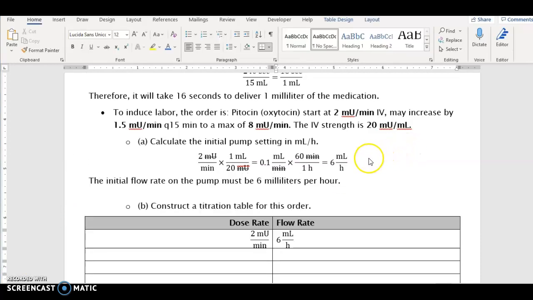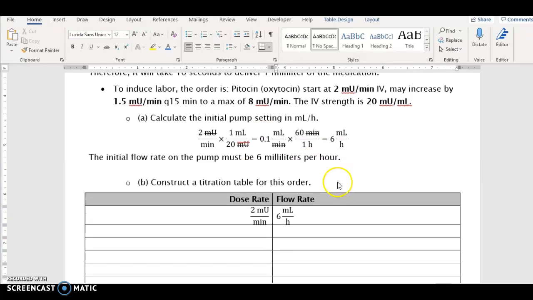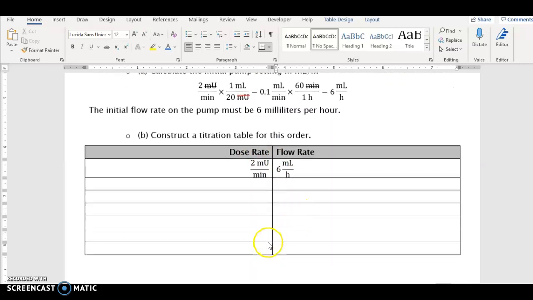In part B, we're going to construct the titration table for this order. It's going to include the initial dose rate along with the initial flow rate, and then the maximum dose rate along with the maximum flow rate, and then every dose and flow rate in between.